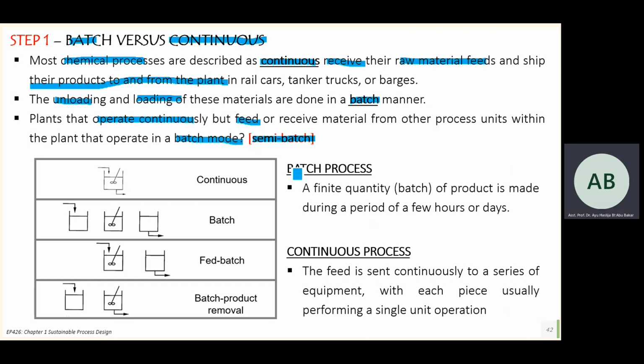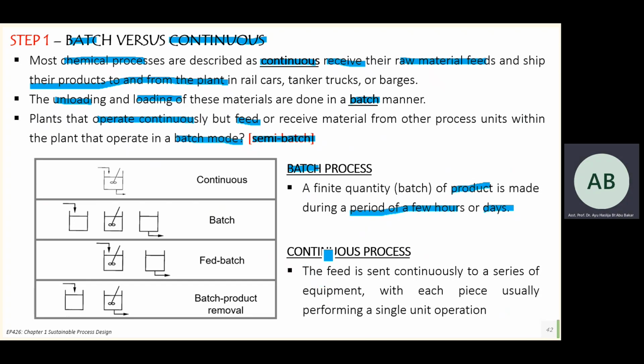So I assume by now you should know already how to differentiate batch and continuous process, right? Batch process is quantity of product made during a period of few hours or day. For example, fermentation process, to produce bioethanol. Fermentation required few days or few hours, then only you get the product.